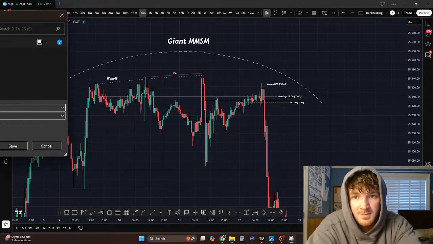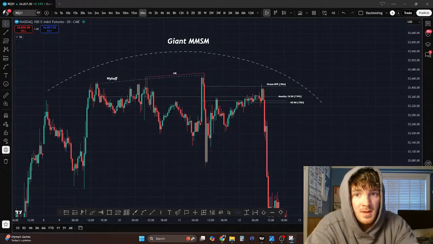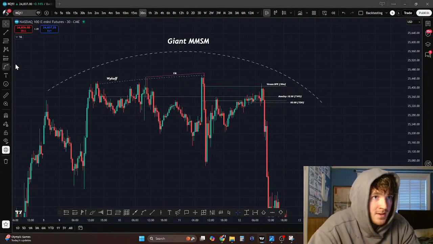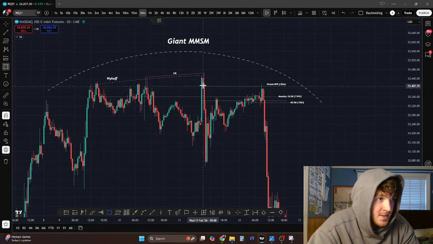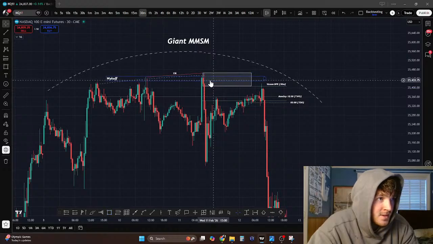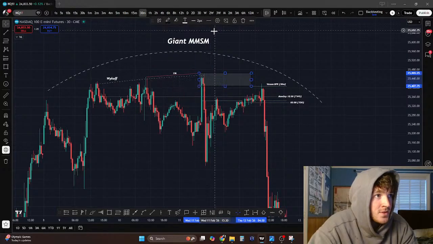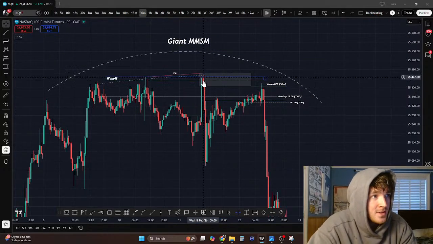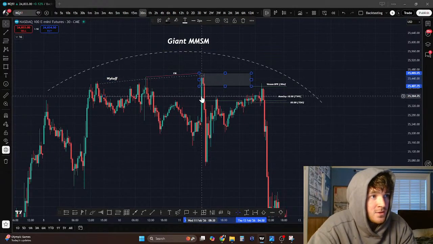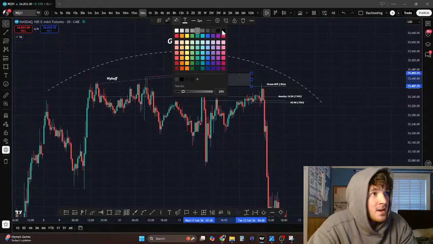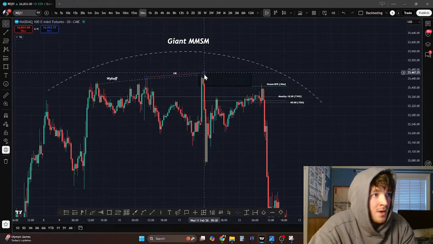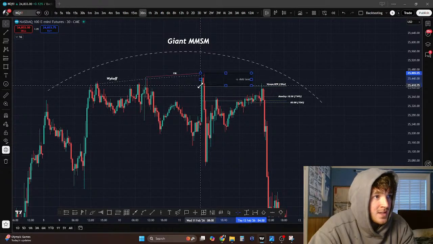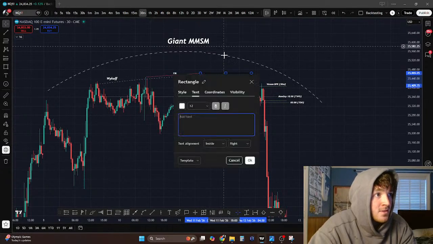Giant weekly market maker sell model. And once again, from here to here, I would consider the venom candle, because it's not a normal venom candle, you'll notice. Why is it not a normal venom candle? Because usually it's the middle one. Usually the venom candle is the candle that purges the liquidity, and it's in the middle of the two fangs. In this case, you can see that it's on the right hand side, so I would consider from this wick to this high to be the venom candle.